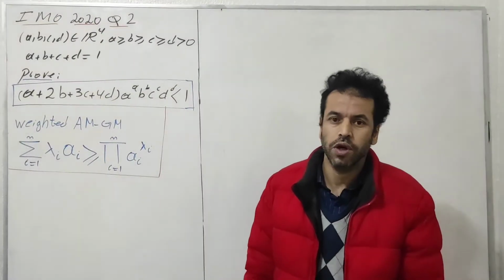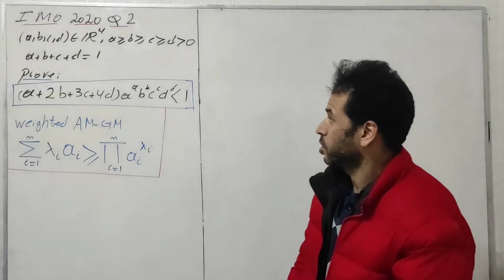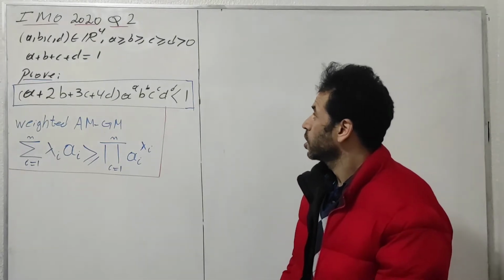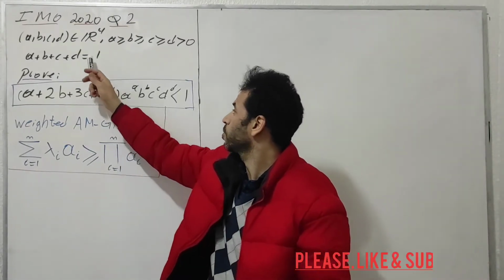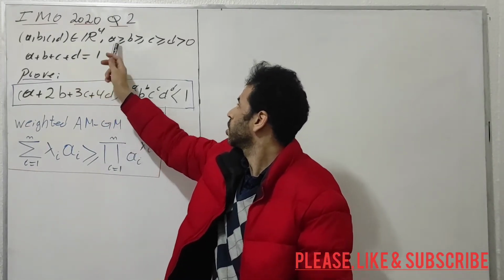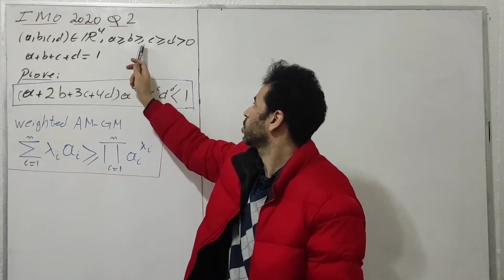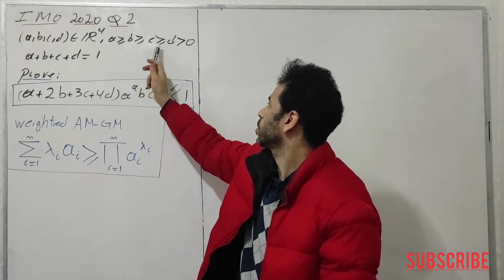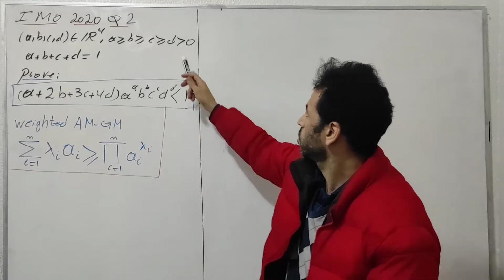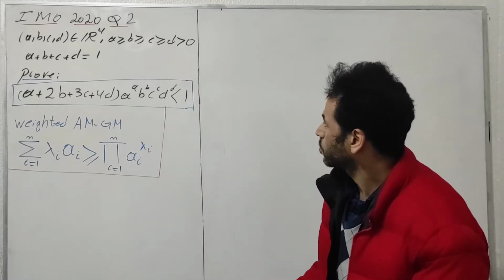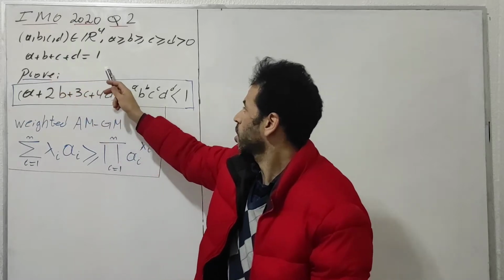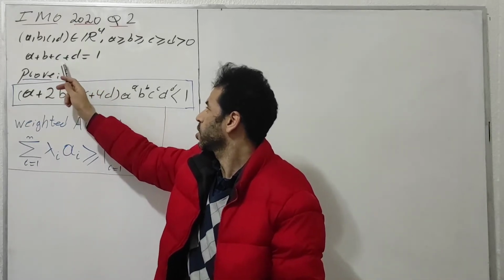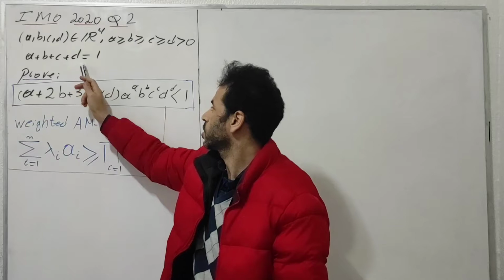Hi, in today's video I would like to introduce you to a very nice International Mathematical Olympiad 2020 question, number 2. Here is the setup. We have positive real numbers a ≥ b, b ≥ c, c ≥ d, and d > 0. Here is the condition: the sum a + b + c + d equals 1.